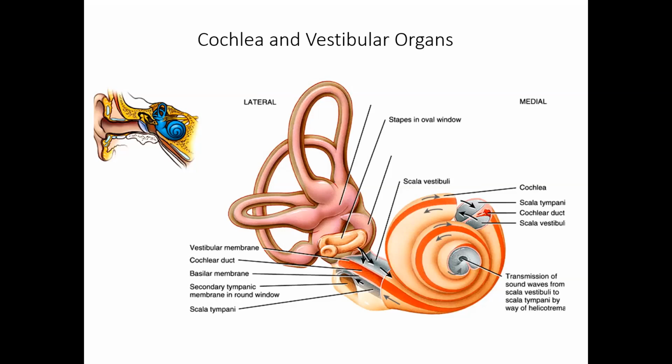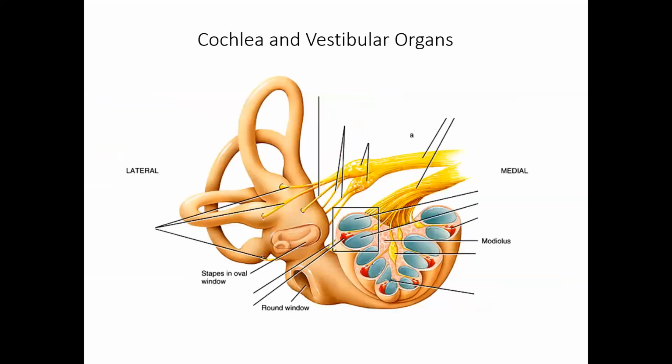At the apex of the helix, we get the helicotrema. The helicotrema is the terminus of the scalas. Sound waves will be moving through the cochlea from the oval window to the round window. We have the saccula and the utricle coming away from the vestibular region of the internal ear structures. Stemming away from the utricle, we get the semicircular canals and the ampulla.